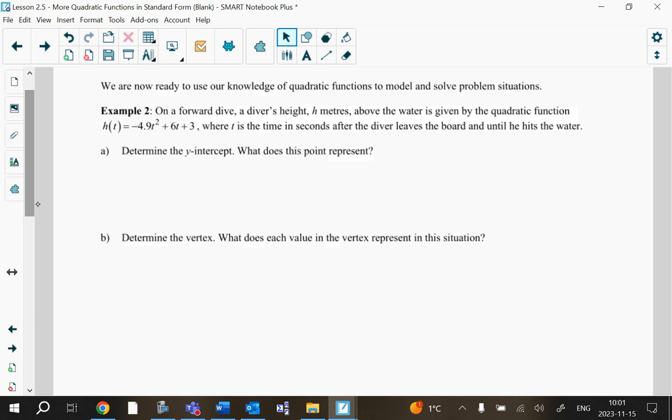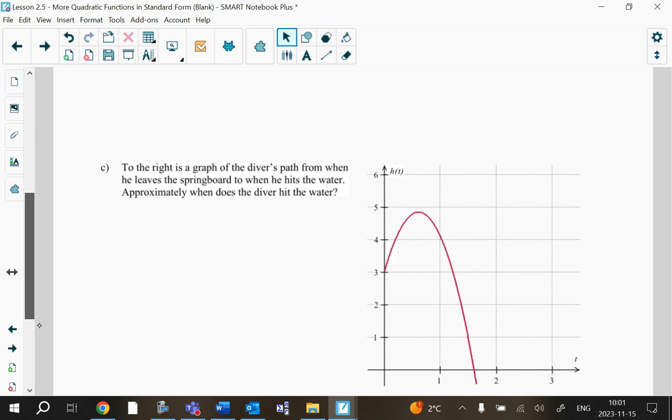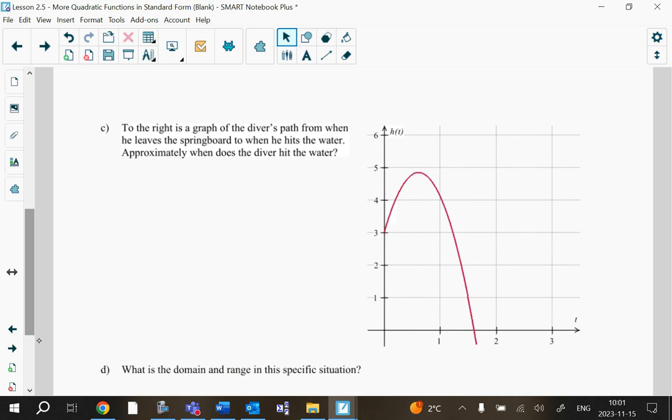So here's an example where it follows a parabolic curve. When you dive, when you jump off the springboard, you reach a certain height, and then you come back down to the water. Something like this. This is a graph. If you jumped off a 3-meter springboard, this would be the time. This would be your height off the ground.